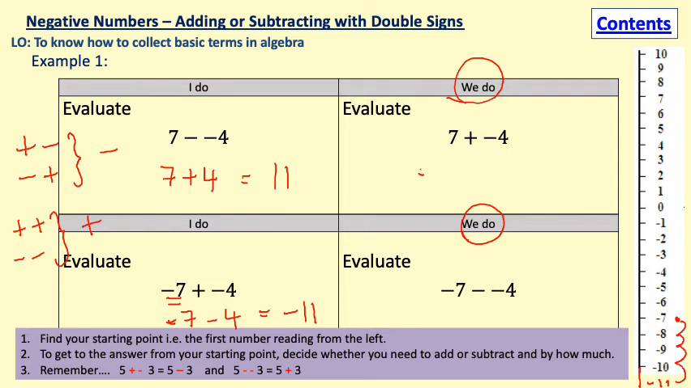Okay, so here we go. So the first one, we end up with 7 plus a minus, which gives us a subtraction. So 7 minus 4 gives us 3. And -7 subtract -4 gives us +4. So it's -7 add 4, which gives us -3. Give yourself the mark if you got both of those right.